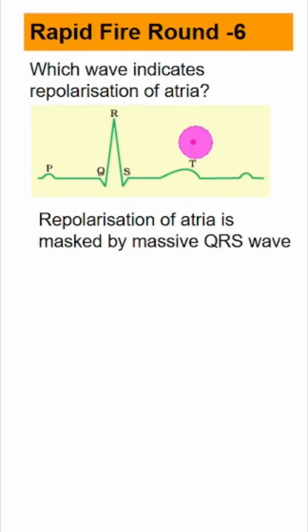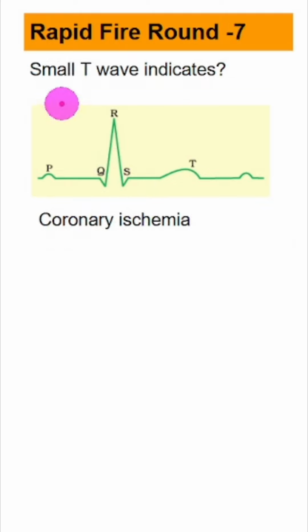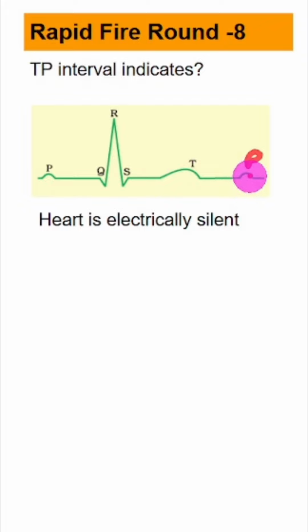Which wave indicates repolarization of atria? There is no wave because the repolarization of atria is masked by the massive QRS wave. What does a small t wave indicate? It indicates coronary ischemia. So this is the P wave of the next cycle. So what does the TP interval indicate? It indicates that the heart is electrically silent.